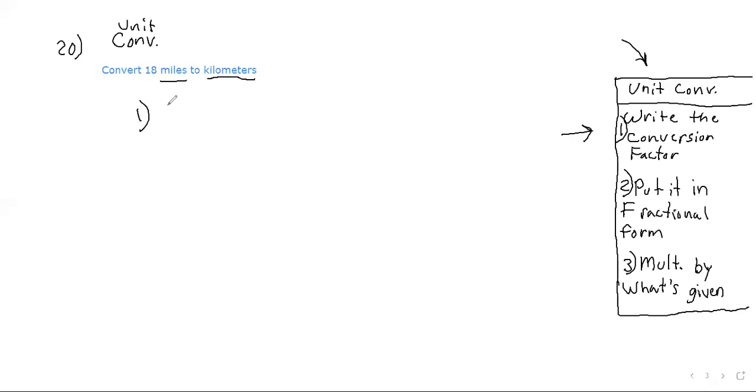It turns out we're going between miles and kilometers. It turns out that 1 mile is approximately 1.61 kilometers. Okay, so that takes care of step one.